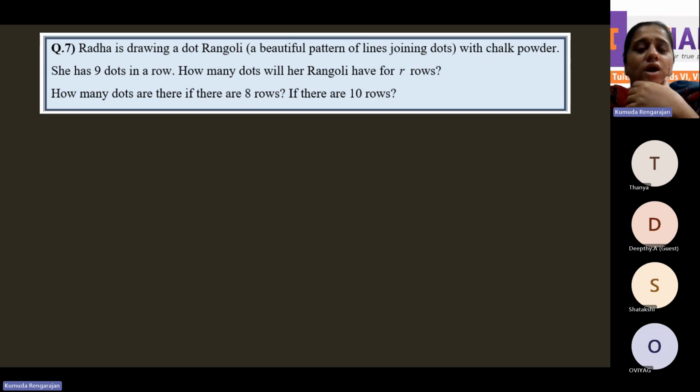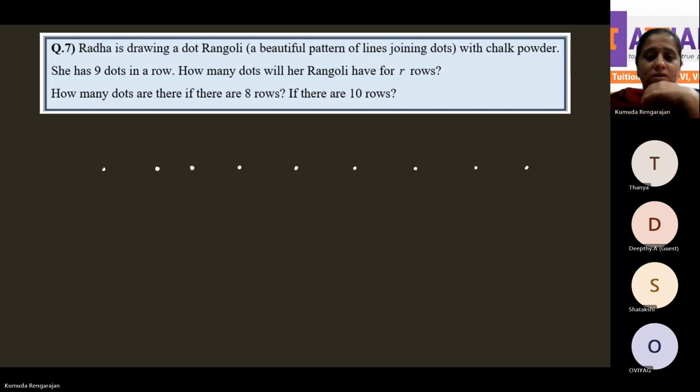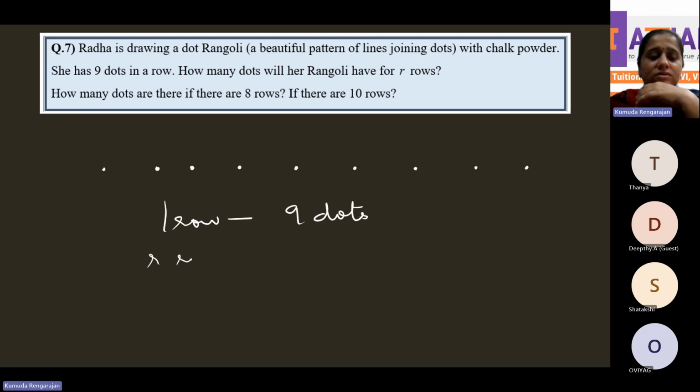Radha is drawing a dot rangoli with chalk powder. She has 9 dots in a row. 1, 2, 3, 4, 5, 6, 7, 8, 9. Okay. How many dots will her rangoli have for R rows? 1 row, 9 dots. R rows?